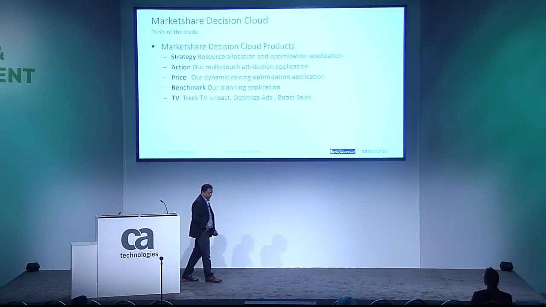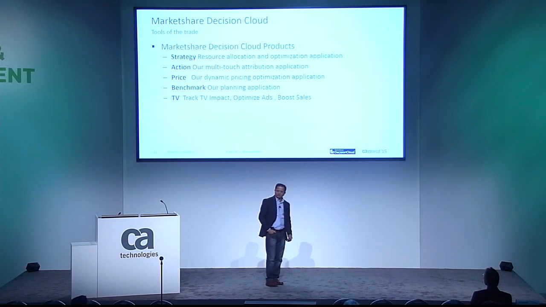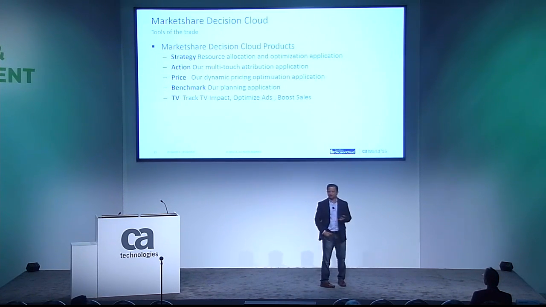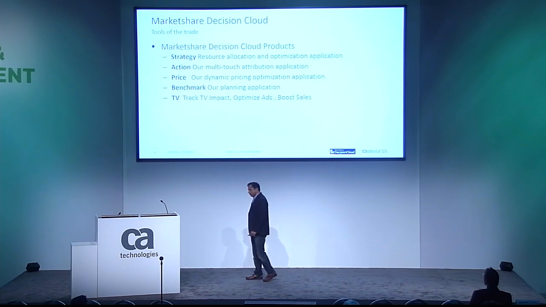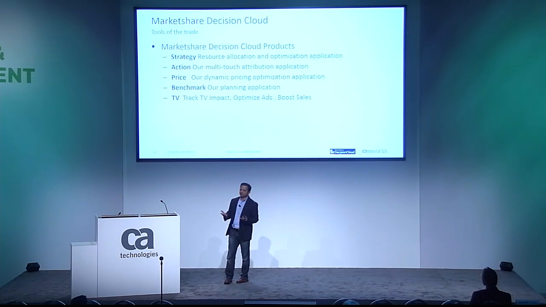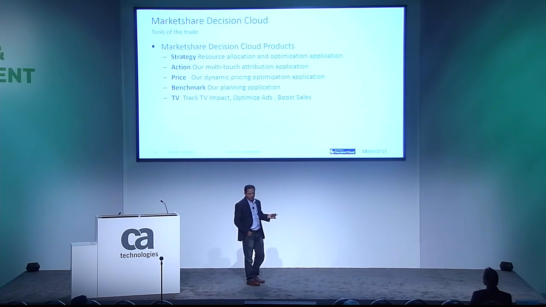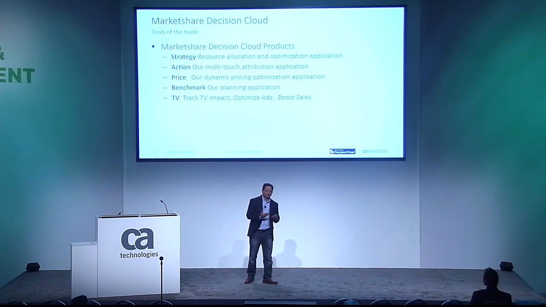We also have a product called Price. We do dynamic pricing for some of the NFL teams, some of the Major League Baseball teams. Live Nation, everybody has been to Live Nation to buy the concert tickets. So we do dynamic pricing for Live Nation as well. Benchmark is our planning application. It's been used by some of our big customers like Google. And TV is basically a product that we just launched a few months ago that tells you what's the impact of your TV advertising on your sale.